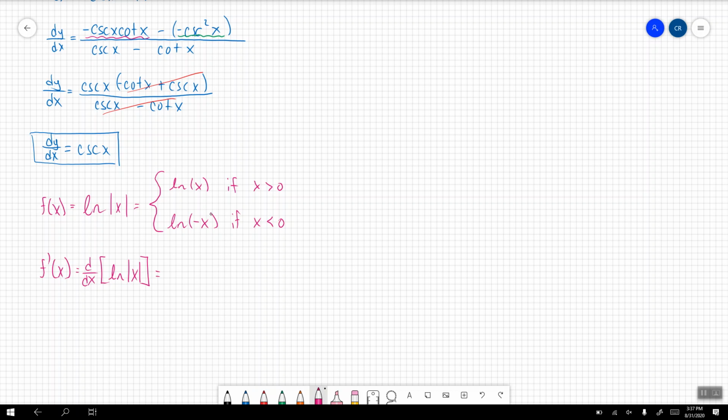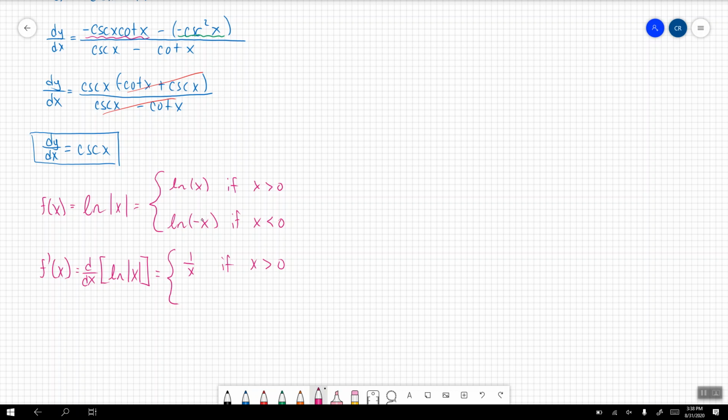And what are we getting here? Well, for the piecewise defined function, for the first piece, the derivative of natural log of x is actually nice. It's just 1 over x, and this is, again, if x is greater than 0. Now the natural log of negative x occurs.